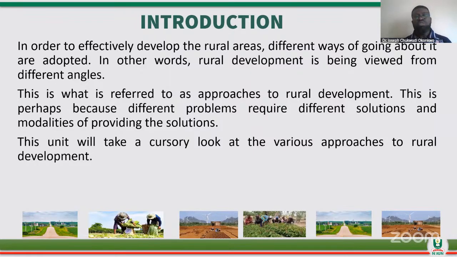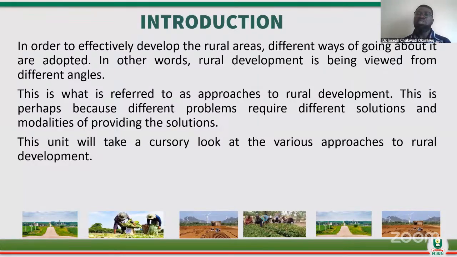So rural development is being viewed from different angles as it concerns its effectiveness. This is what is referred to as the approaches to rural development, because a lot of people view rural development from different angles, and that essentially tells you that for rural development to be effective, these entire angles where people view rural development should be observably seen as happening.